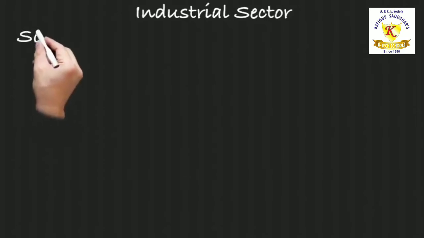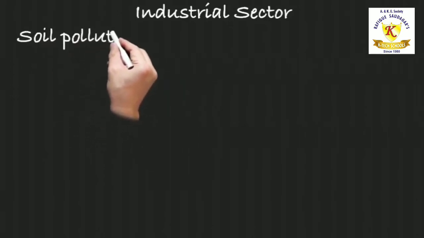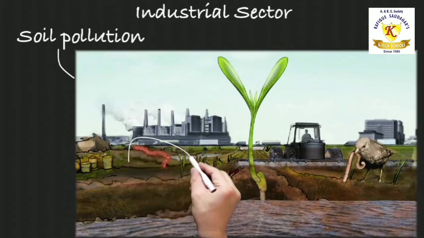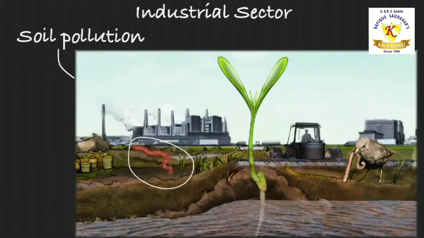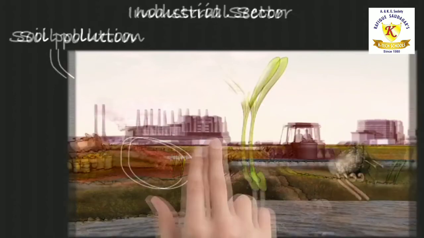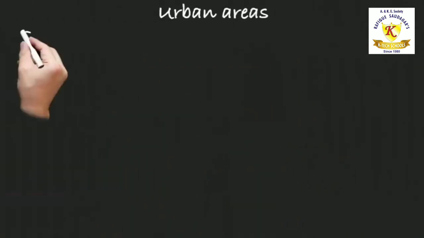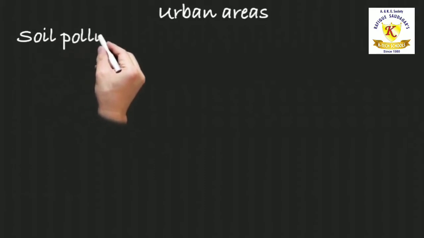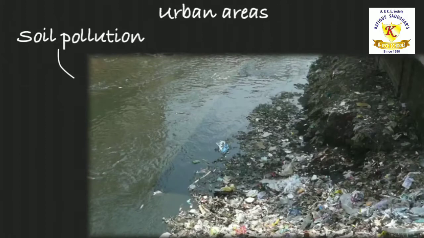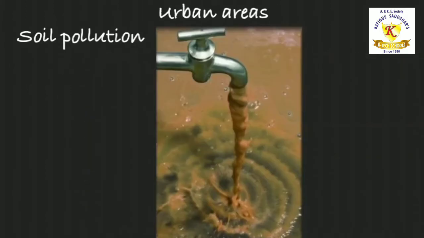In industrial sector, soil pollution directly affects the underground water as harmful chemical enters the soil, leading to the ecological imbalance. In urban areas, soil pollution results from clogging or blocking of drains. Drinking water sources get polluted.